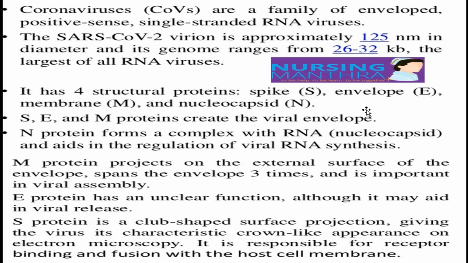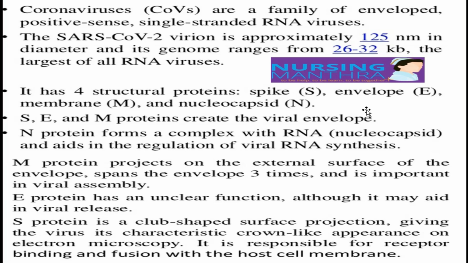The SARS-CoV-2 virion is approximately 125 nanometers in diameter, and its genome ranges from 26 to 32 kb, the largest of all RNA viruses. It has 4 structural proteins that I have shown in the picture: spike, that is S, envelope, that is E, membrane, that is M, and nucleocapsid, that is N. S, E, M, N.